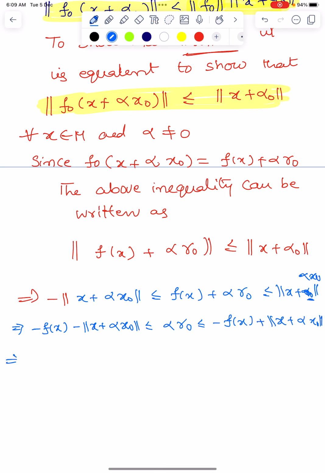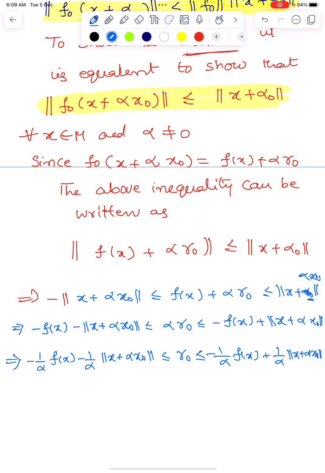So again, this inequality can be written as, dividing by alpha: minus 1 by alpha f of x minus 1 by alpha norm of x plus alpha x naught is less than or equal to r naught, which is less than or equal to minus 1 by alpha f of x plus 1 by alpha norm of x plus alpha x naught.